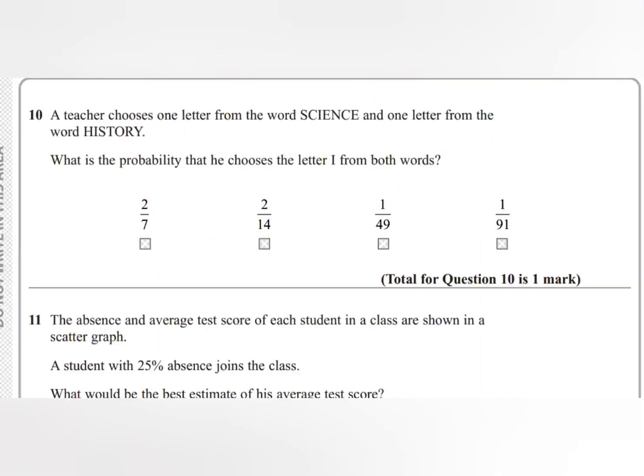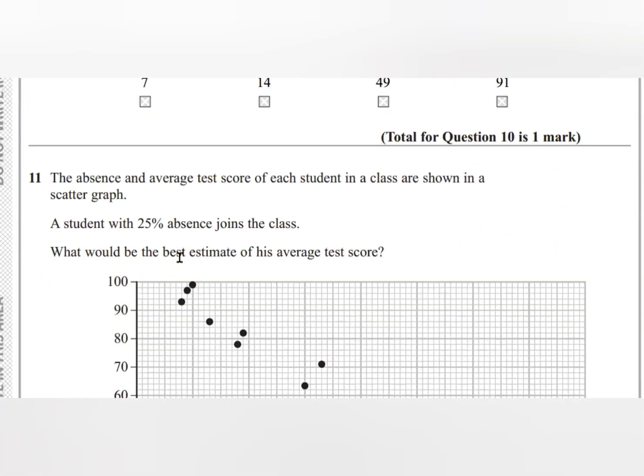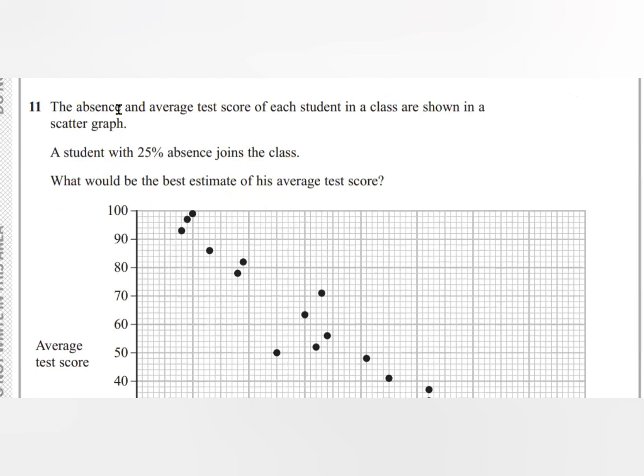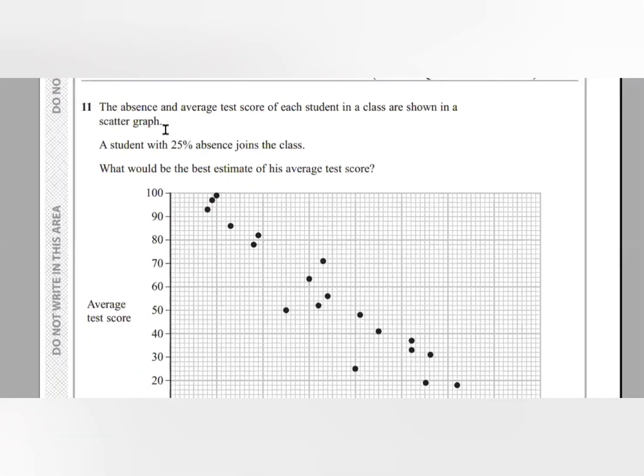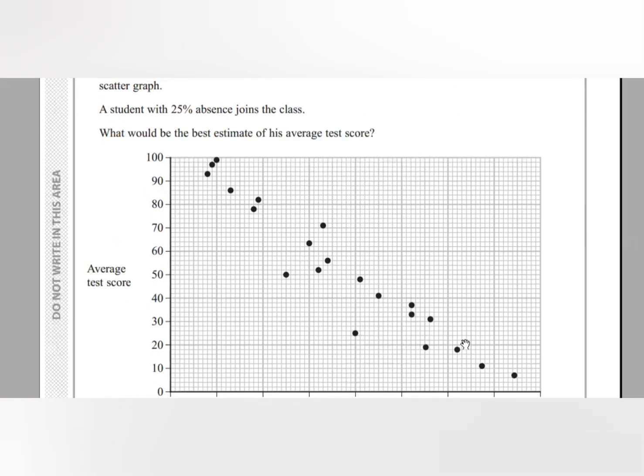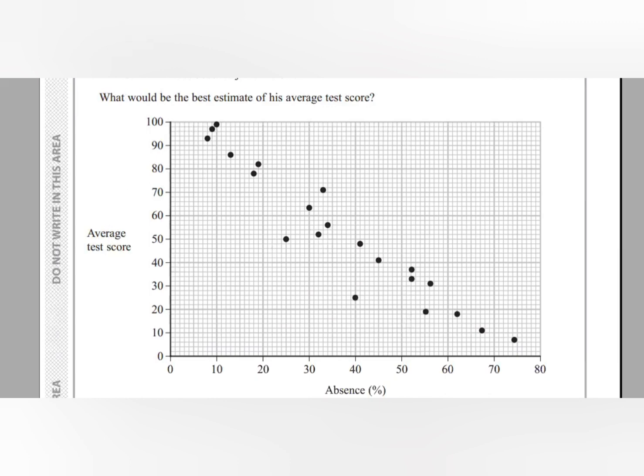Question 11. The absence and average test score of each student in a class are shown in a scatter graph. A student with 25% absence joins the class. What would be the best estimate of his average test score? These are the test scores. This is the average, and this is the absence percentage. Now we need a student with a 25% absence.